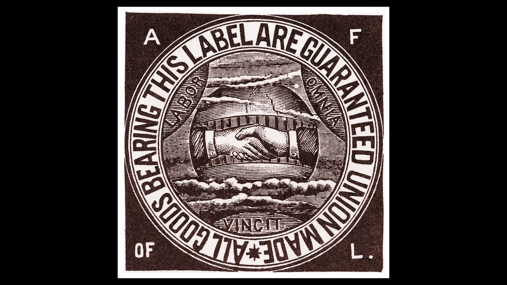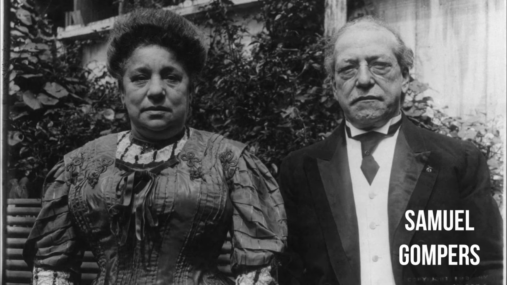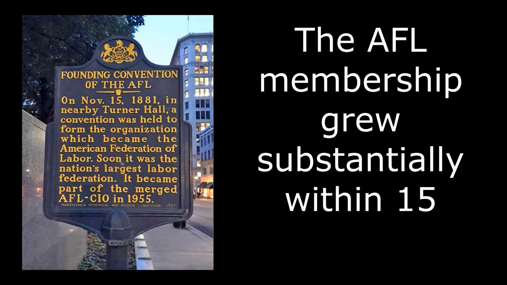Just as the Knights of Labor was beginning to decline, the American Federation of Labor, AFL, was created in 1886. Its leader was Samuel Gompers, who believed that skilled workers should remain in skilled positions. He also pushed for higher wages, safety within the workplace, the right to strike and organize, as well as shorter working hours for employees. The AFL membership grew substantially within 15 years.